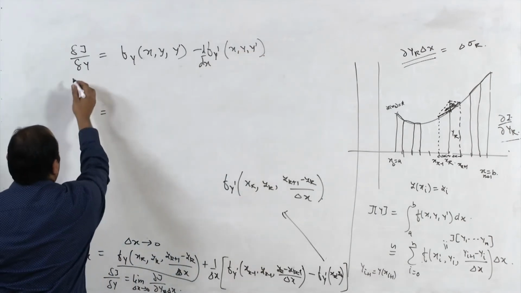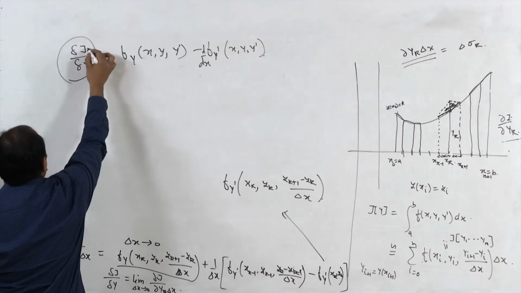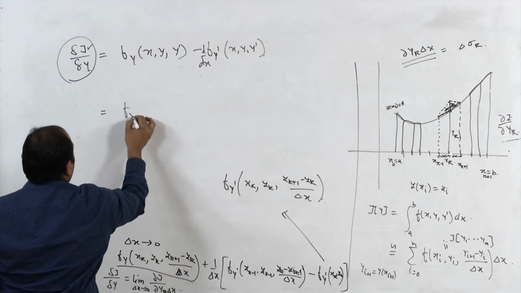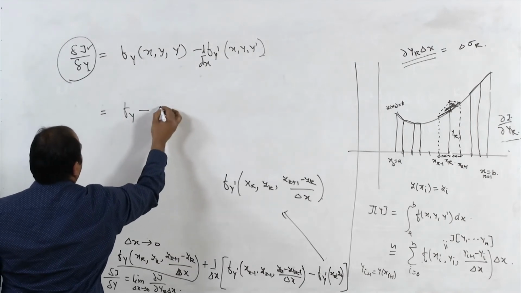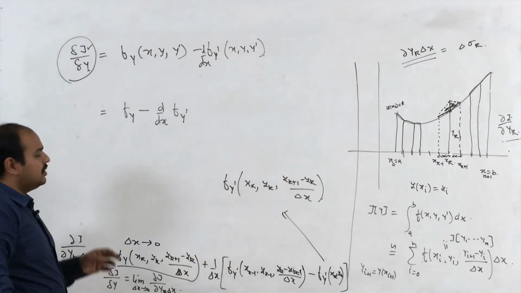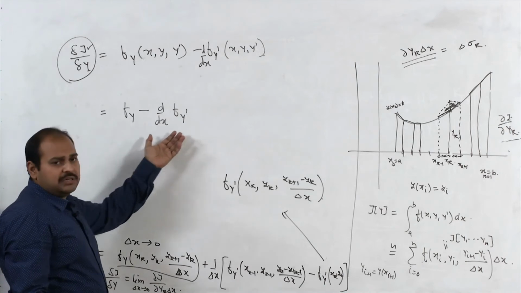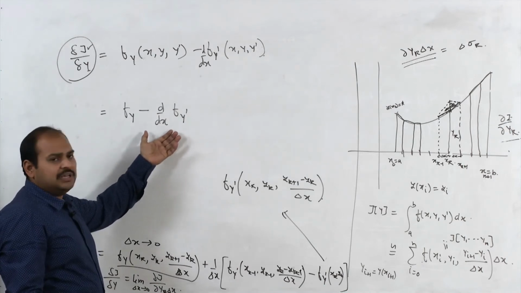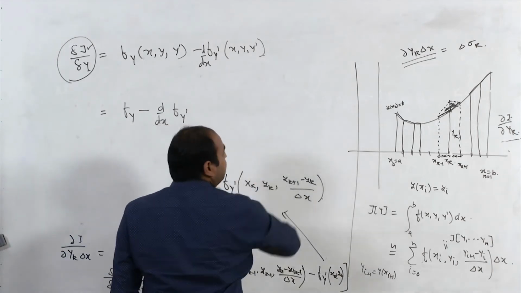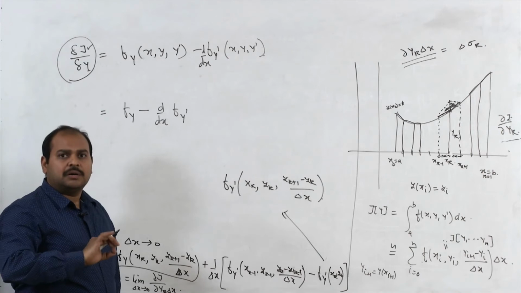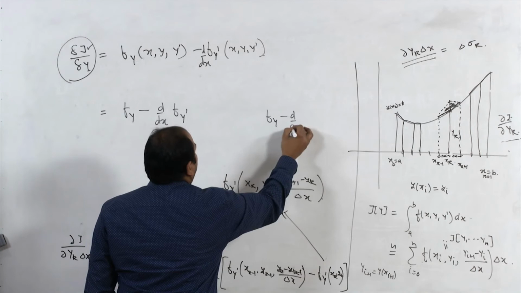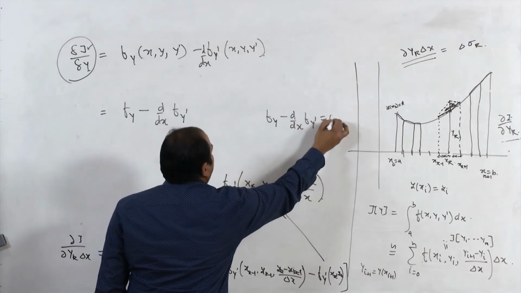So, we can say that the variational derivative of the functional J with respect to y is given by this quantity, which is known as F_y minus d/dx of F_y'. Now, if you recall Euler's equation, it is nothing but the left hand side of Euler's equation. In Euler's equation, the necessary condition for a curve to be an extremum of a functional is that F_y minus d/dx of F_y' is equal to 0.